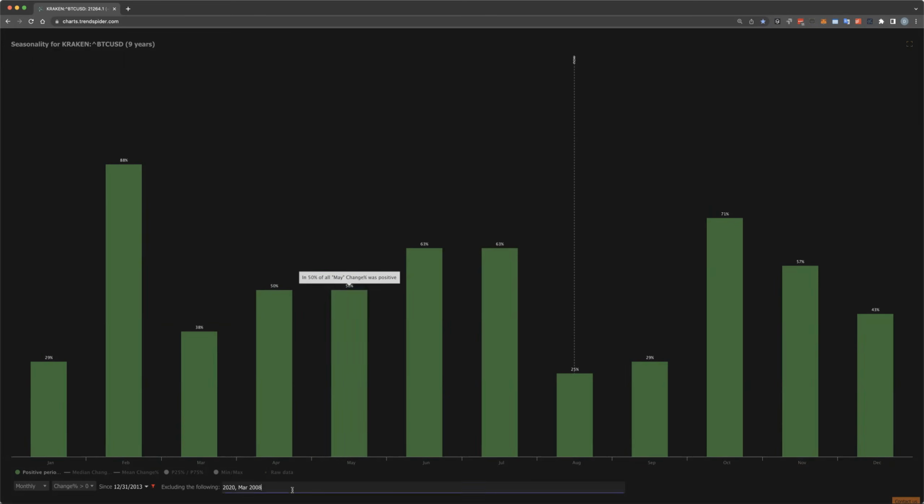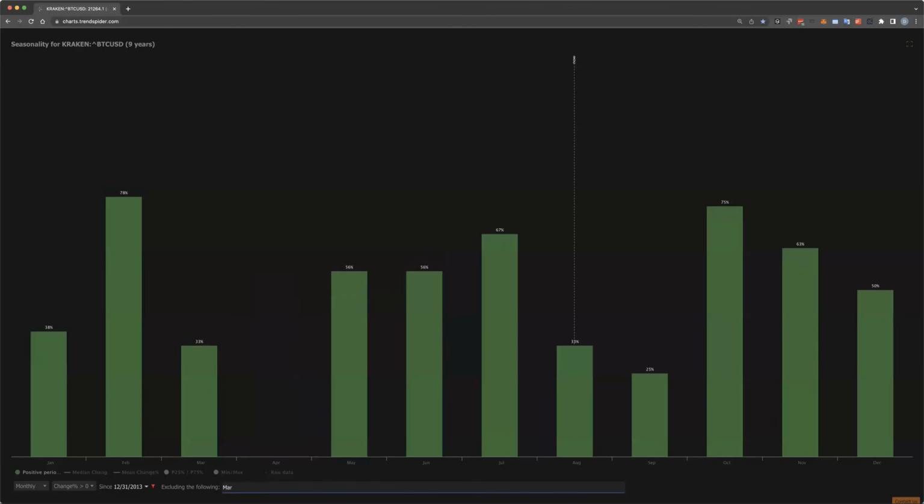I like to remove March of 2020 out of pretty much everything I look at, because it's such an outlier that removing it materially changes the March numbers, and it's not every March. That just happens to be a very special event that happened that one time.